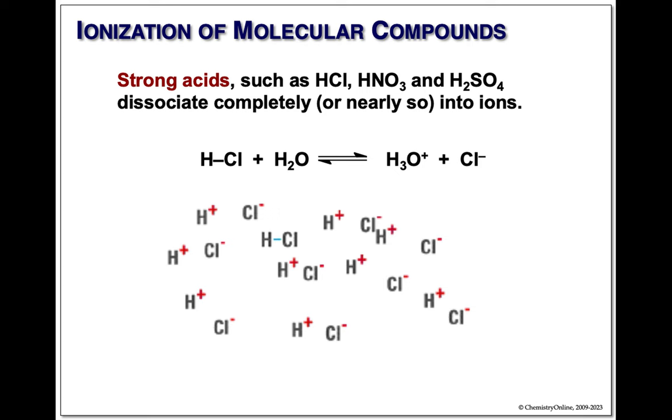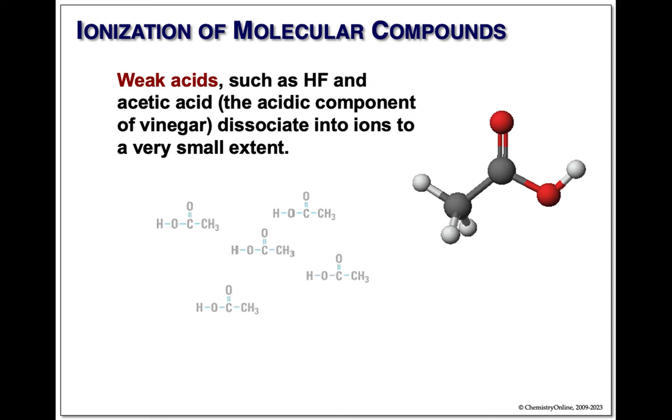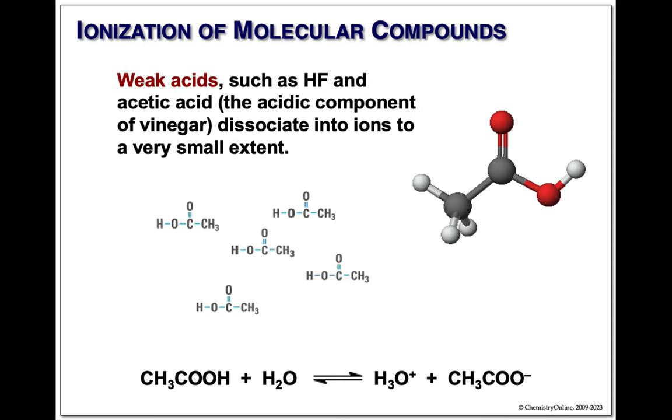A weak acid. Now we saw this again in chapter 7 when we were talking about weak electrolytes. This is acetic acid. It's the acidic component of vinegar, and it can dissolve in water, ionize, and form hydronium and acetate anion. But the equilibrium here is just the opposite.